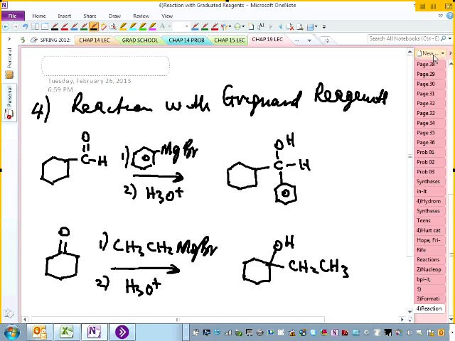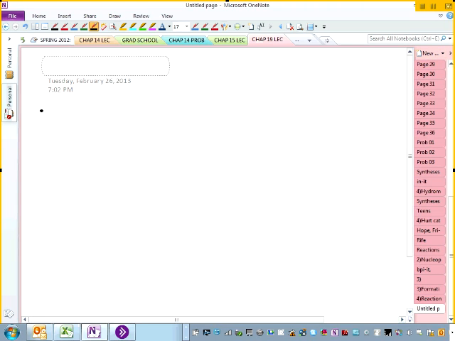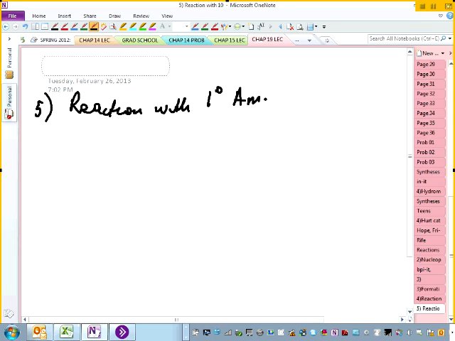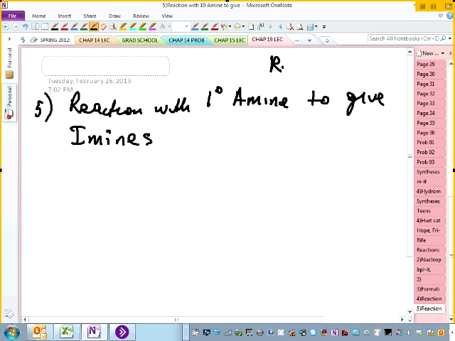Okay. Ready? Okay, number five. The reaction with a primary amine, to give compounds that we call imines. I will show you what the primary amine is in 2 seconds. Now, what does that mean? This molecule here is what we call the primary amine, in which you have a carbon atom attached to a nitrogen, and that nitrogen is attached to 2 hydrogen atoms. That is the primary amine.